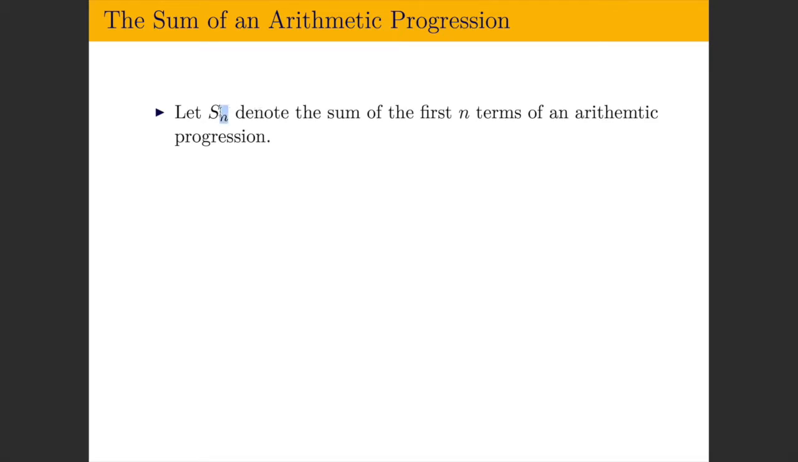So what we're going to say here is let Sn denote the sum of the first n terms of an arithmetic progression. So what does that mean? Well, what we'd have is, for example, S1, S subscript 1, would be the sum of the first 1 terms. And what is the first 1 term? T1. S2 is the sum of the first 2 terms. Hence we have term 1 of the sequence plus term 2 of the arithmetic sequence, so on and so forth.